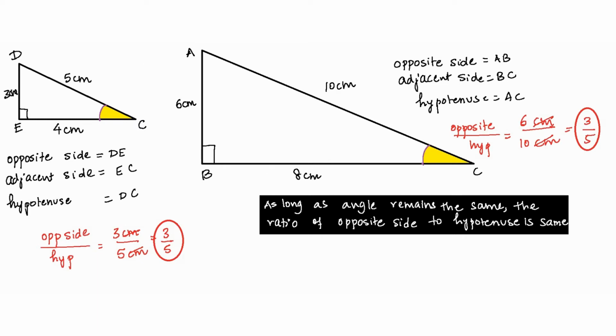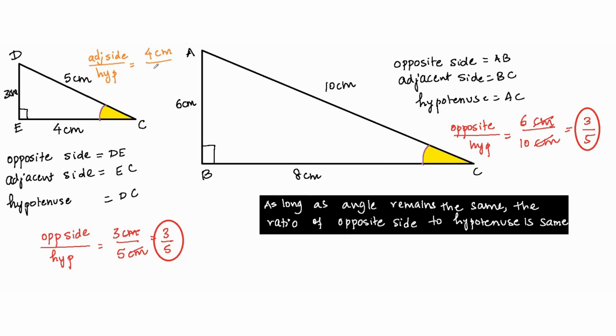Similarly, I am now going to find the ratio of the adjacent side to the hypotenuse. So for example, in this case, with respect to angle C, the adjacent side is 4 centimeters.